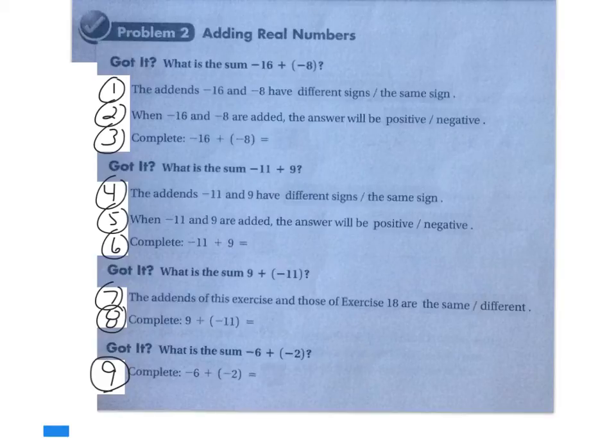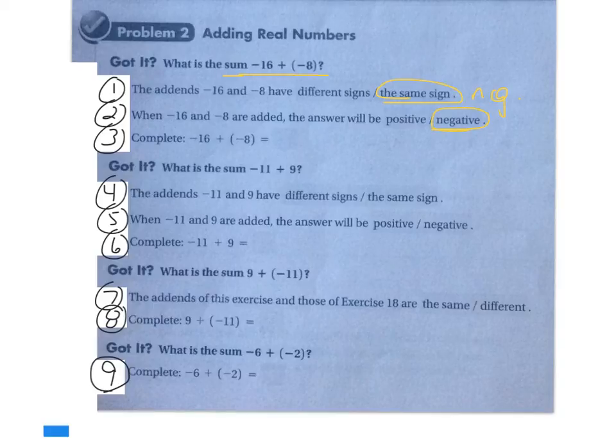The first 3 problems refer to the question, what is the sum of negative 16 plus a negative 8? For this, the first question is asking if the addends have the same sign or different signs. And of course, they have the same sign. They are both negative. So when negative 16 and negative 8 are added, the answer will be, well, if you owe 16 and you owe 8, you're going to owe more money. So the answer is going to be negative.